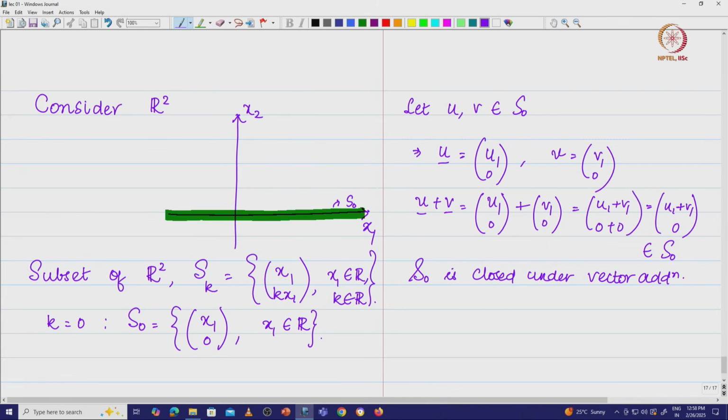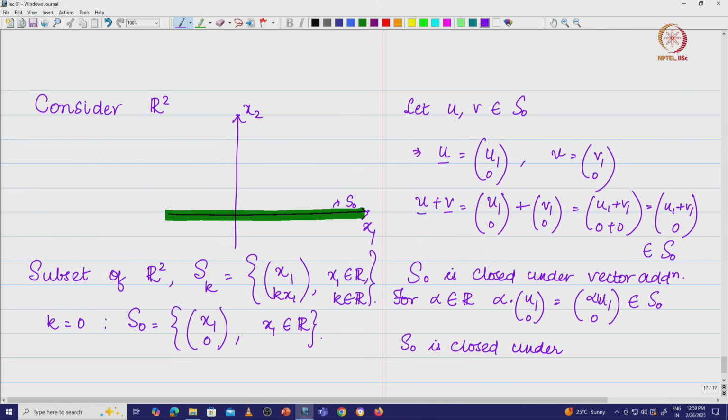Now, let me take some scalar, let us say alpha. For alpha in R, I am going to look at alpha into, let us say, u1 0. I am going to get alpha u1 into 0, which is also an element of S0, right. So, we see that S0 is closed under scalar multiplication.